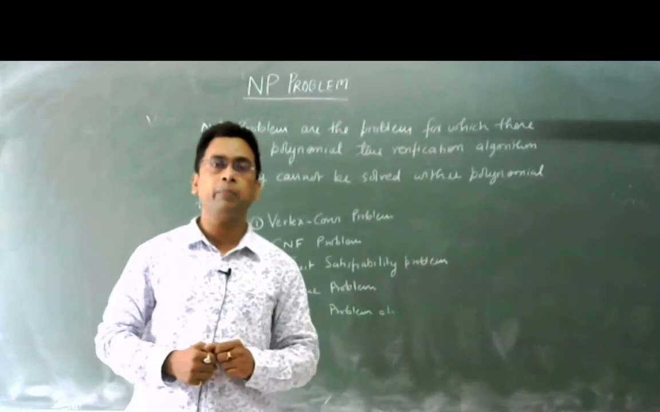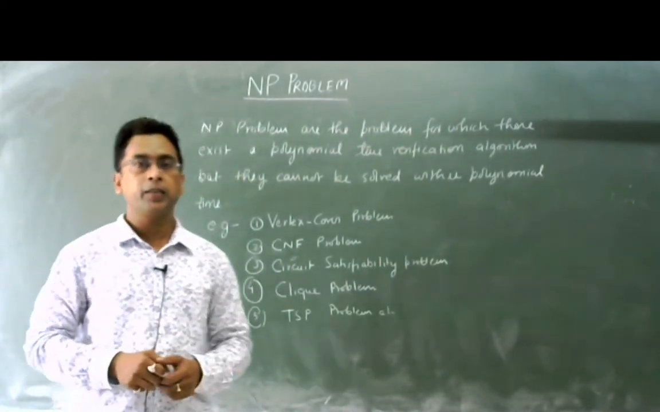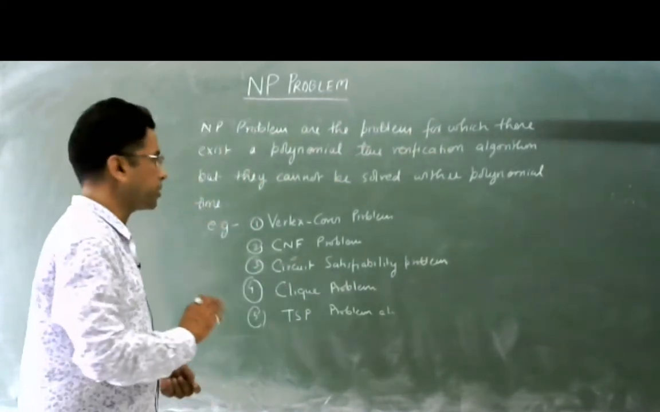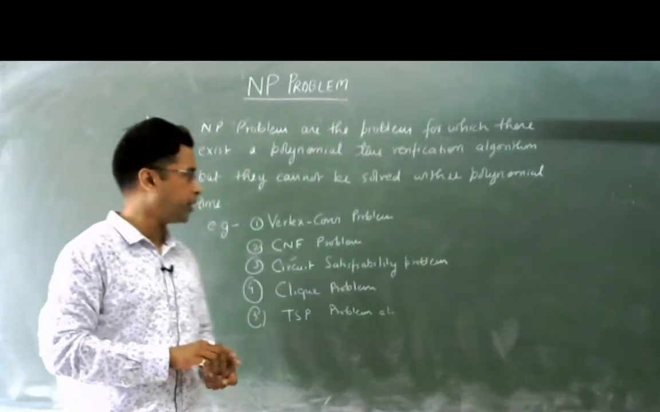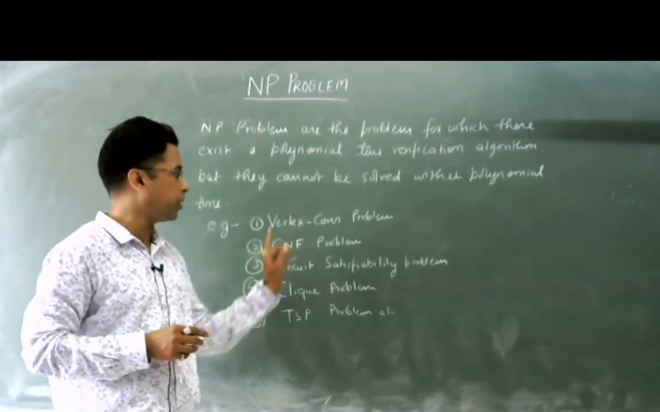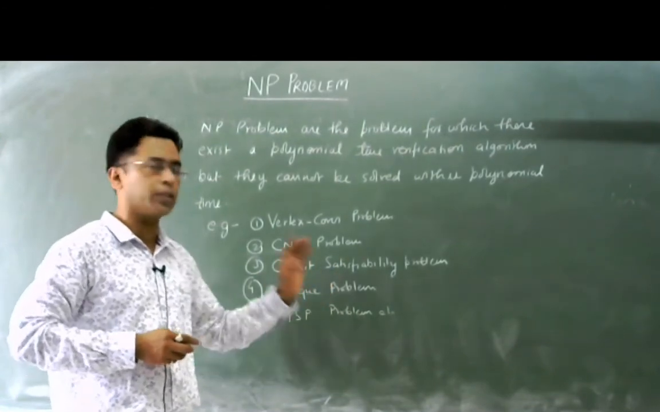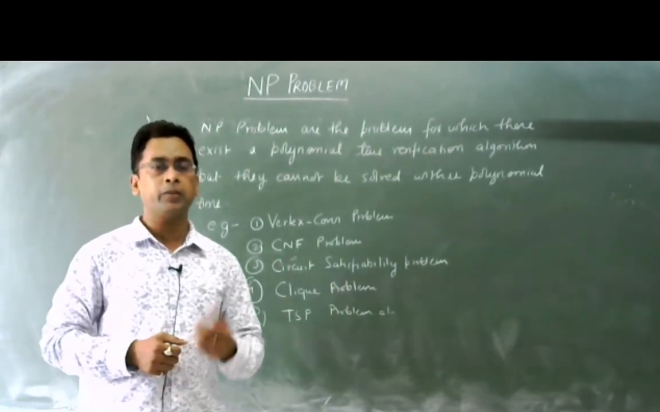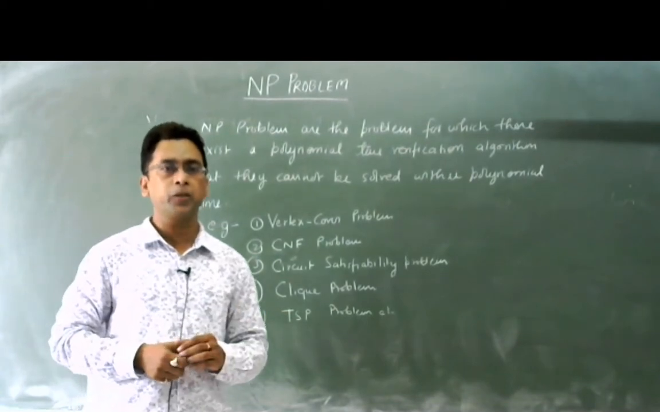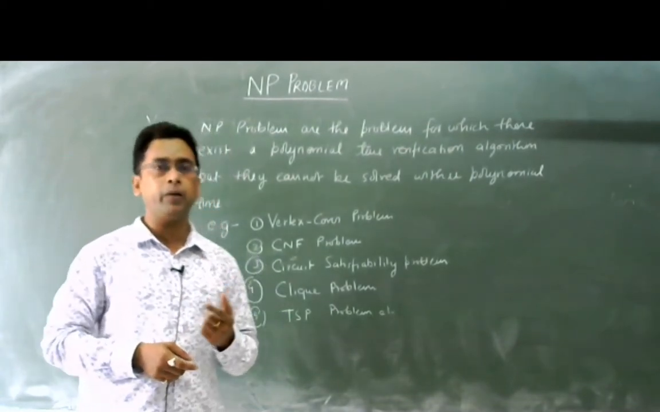Now comes the NP complete problem. This is the simple definition of NP problem, and these are the examples: vertex cover problem, CNF problem, circuit satisfiability problem, clique problem, traveling salesman problem are the famous examples of NP problems. The next category is the NP complete problem.